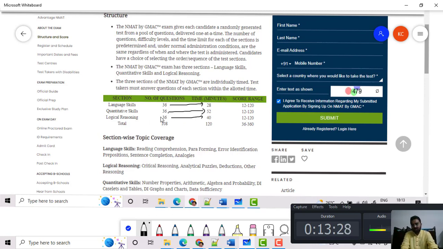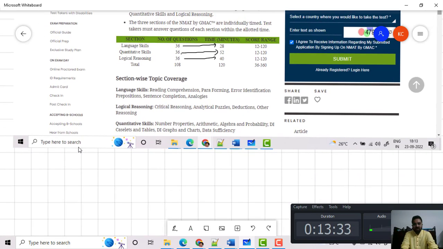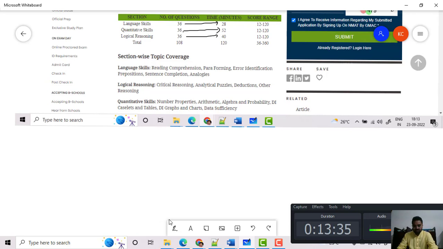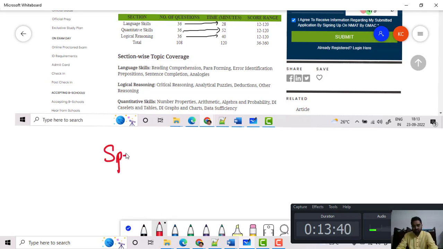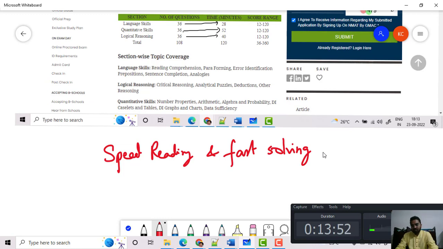So this is what we have to think again. So all in all, this exam is more about, you know, speed reading, and fast solving and calculation. Okay, so that is what this exam is.